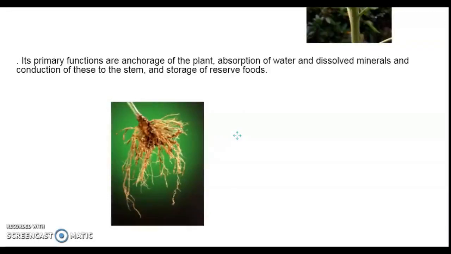So till now we just revised the types of plants and the parts of plants.